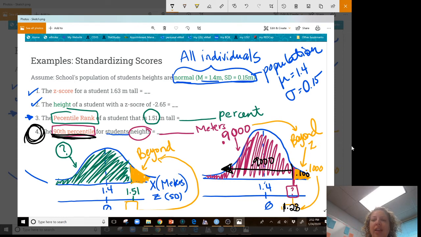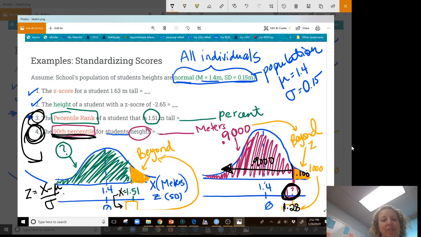Now we have the z-score. We went from area on the left, area on the right, which is beyond z, to a z-score. Now we can finally circle around and find what is the x value that goes with the z value. Number 3 is the reverse. We are given an x value, so we need to convert it to a z value. The formula says z equals x minus the mean over the standard deviation. So that would be 1.51 minus 1.4 over 0.15.